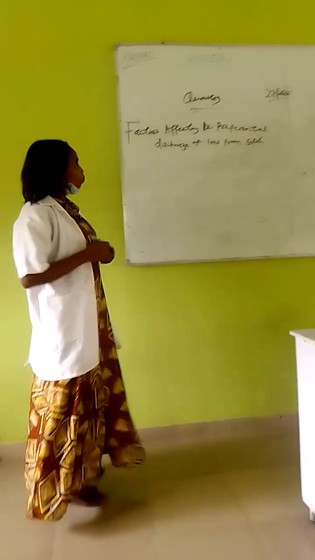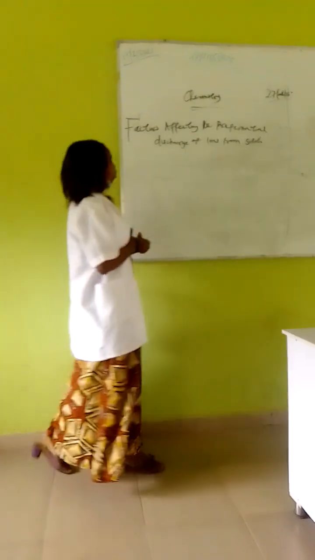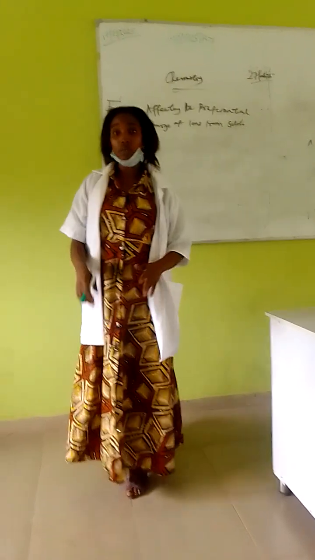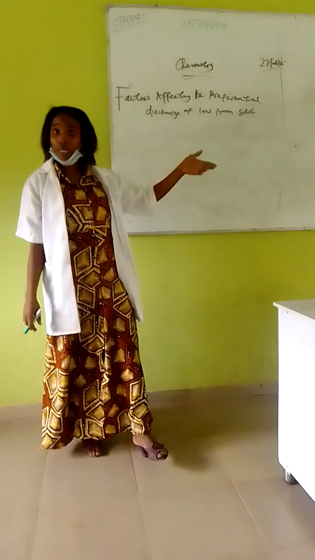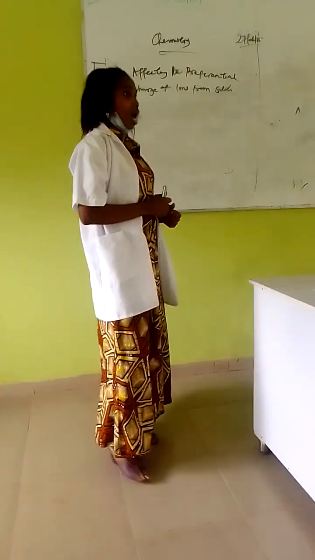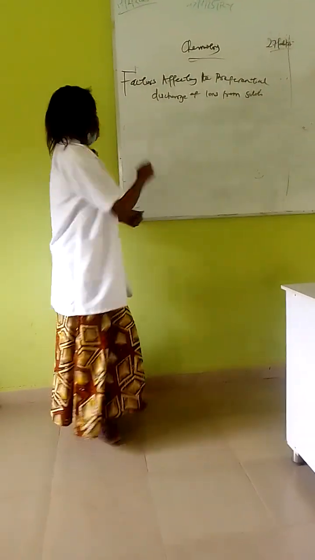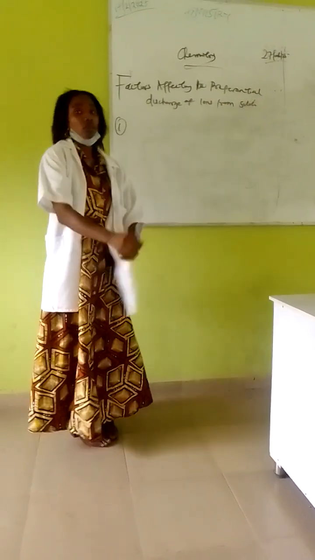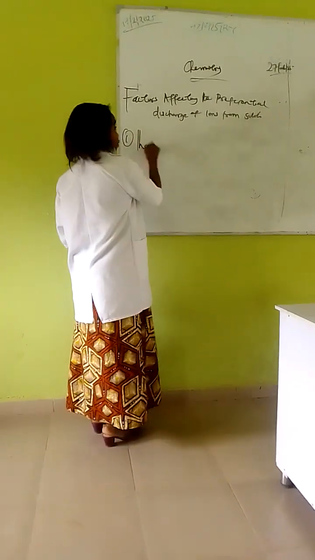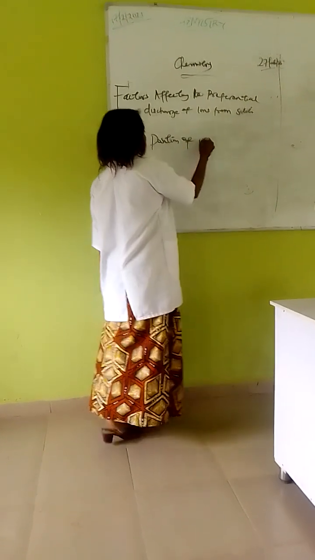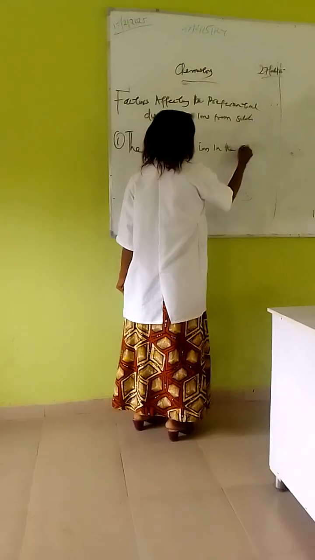So here, there are some factors that determine the ion that will go to the electrode to either lose electrons or accept electrons. These three factors, number one, include the position of the ion in the activity series.